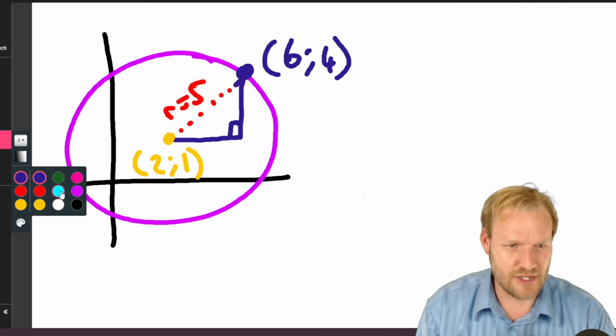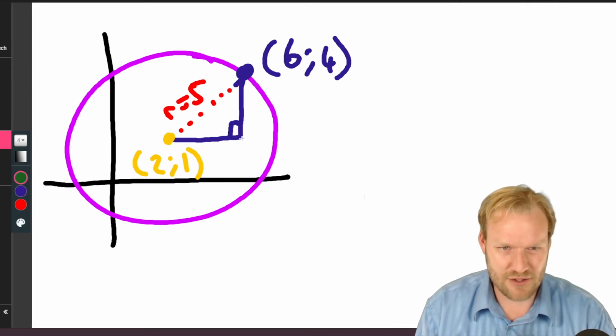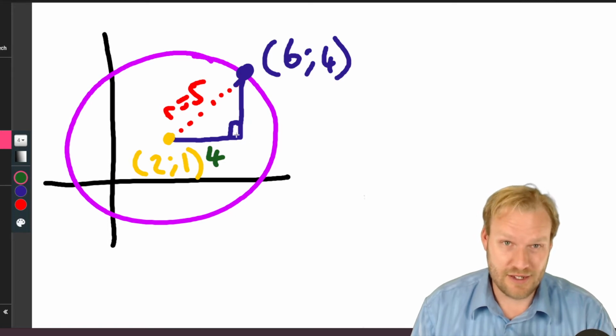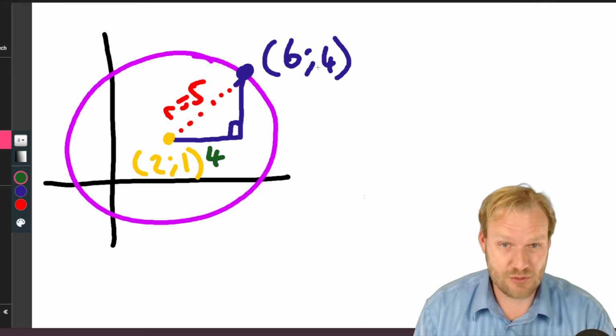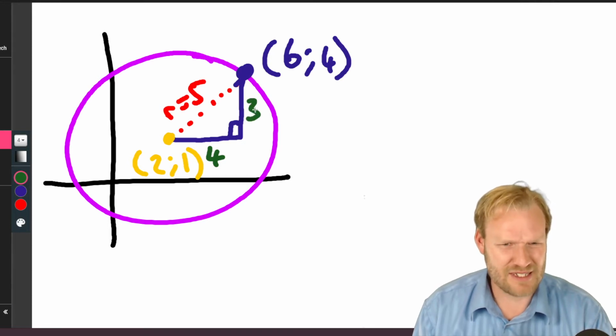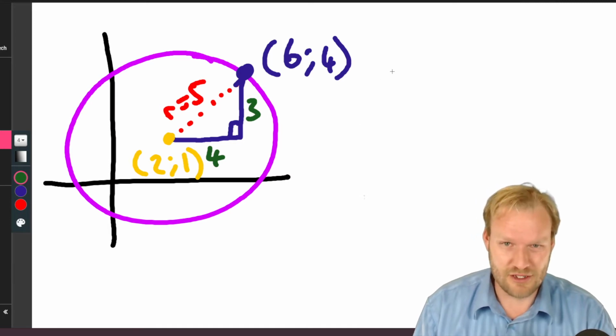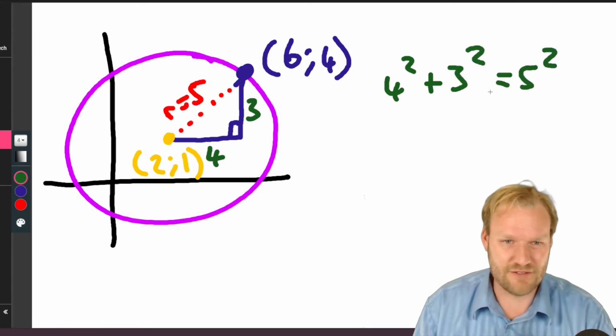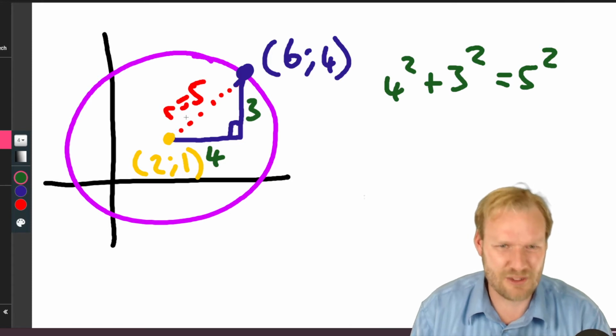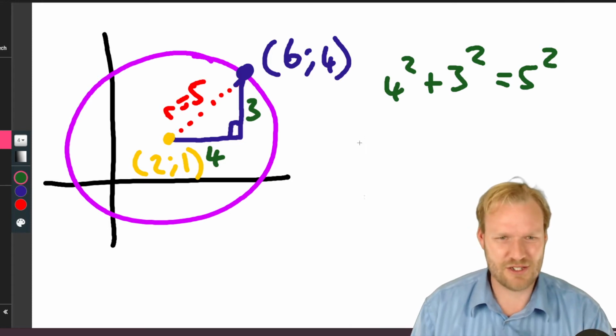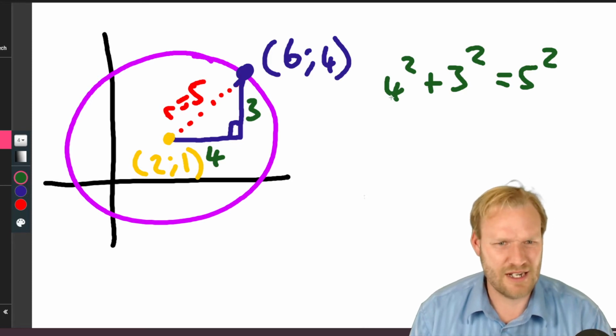So let's look at our lengths. What's the length of this bottom part of our triangle? Well, if that's 2 and that's 6, this length must be 4. Now, what's this length over here, the height of this triangle? Well, that's 1 and that's 4, so that's 3. Kind of see where we're going with this, right? Because we got 4 squared plus 3 squared, and that does indeed equal 5 squared. In other words, this triangle works out. Pythagoras works. So that seems good.